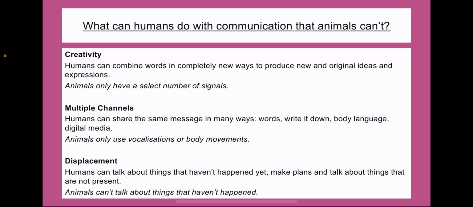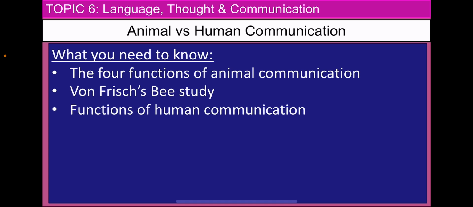So there's three things that we can do with communication that animals can't do. That would more than cover you for the exam this summer. So that's everything you need to know for animal and human communication. Make sure you know 4 functions of animal communication. Make sure you know the bee study really well and you can evaluate it based on being a lab experiment. And make sure you know what humans can do with communication that animals cannot.